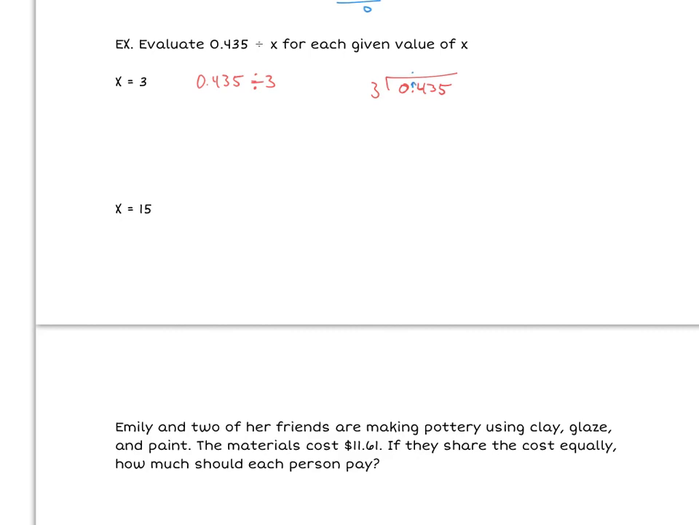Bring your decimal up. 3 into 0? 0 times. 3 into 4? 1 time. Bring this 3 down. 3 into 13?